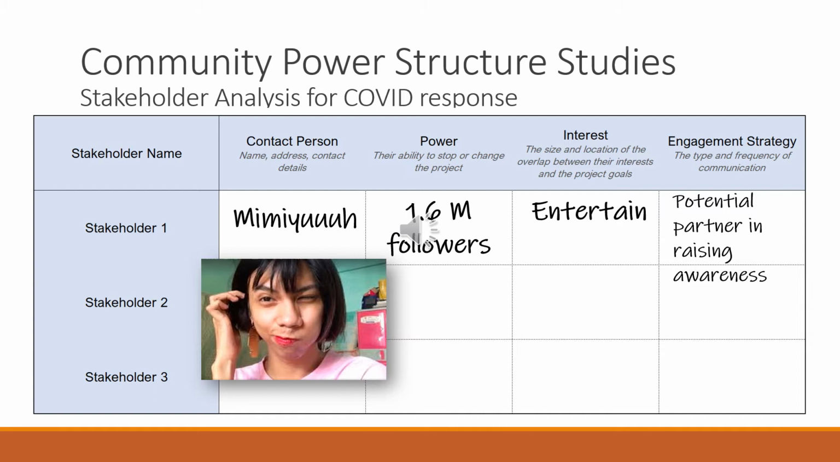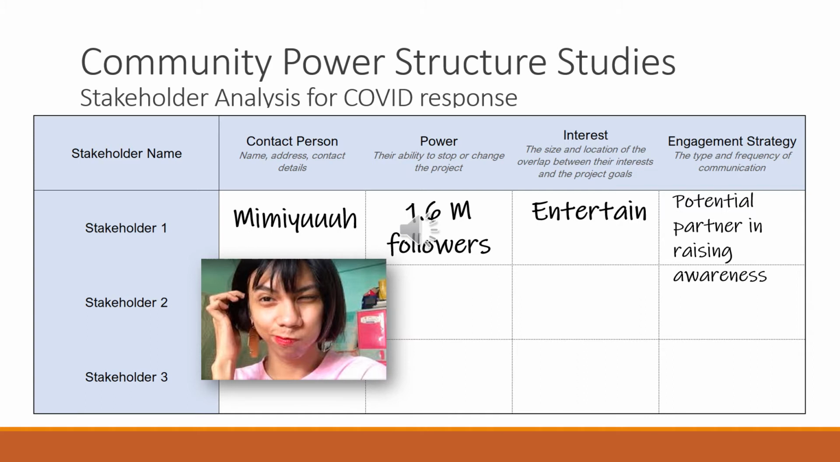Halimbawa, gumawa tayo ng stakeholder analysis for COVID response. And we identified Mimiya as one key stakeholder. So, ano ba yung power niya or ability to change the project? I saw that her Twitter account has 1.6 million followers. So, definitely meron siyang ability to exert influence in the time of COVID. Ano ba yung interest niya? Siya isang entertainer. So, ang interest niya is to maintain her followers and to entertain people.